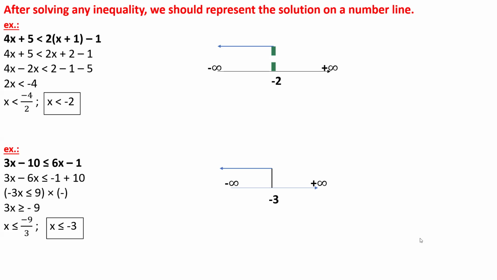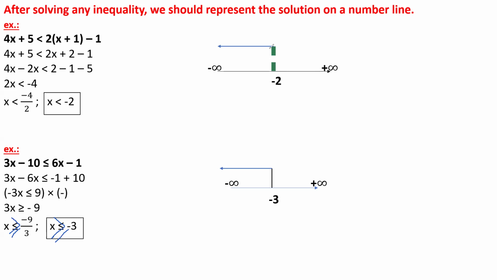Okay, let's take a pen. So here I should have greater than or equal minus 9 over 3. So x is greater than or equal minus 3.